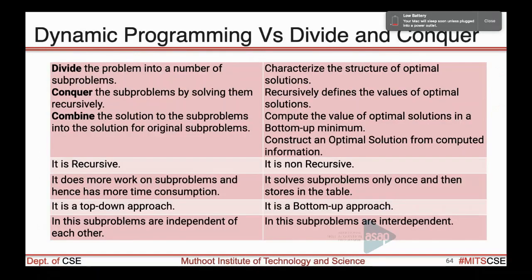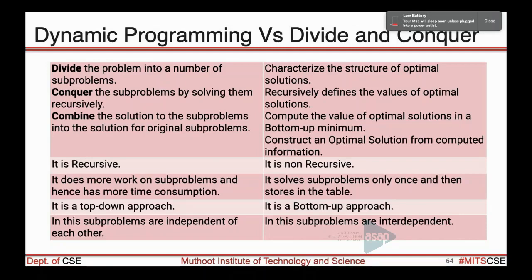So this is the last topic, we are coming to the end of the session. What is the difference between dynamic programming and divide and conquer? Dynamic programming basically has a structure we use to find the optimal solution from the list of solutions. It's non-recursive and it solves the subproblem only once and stores it in a table. It's a bottom-up approach and the subproblems are interdependent.